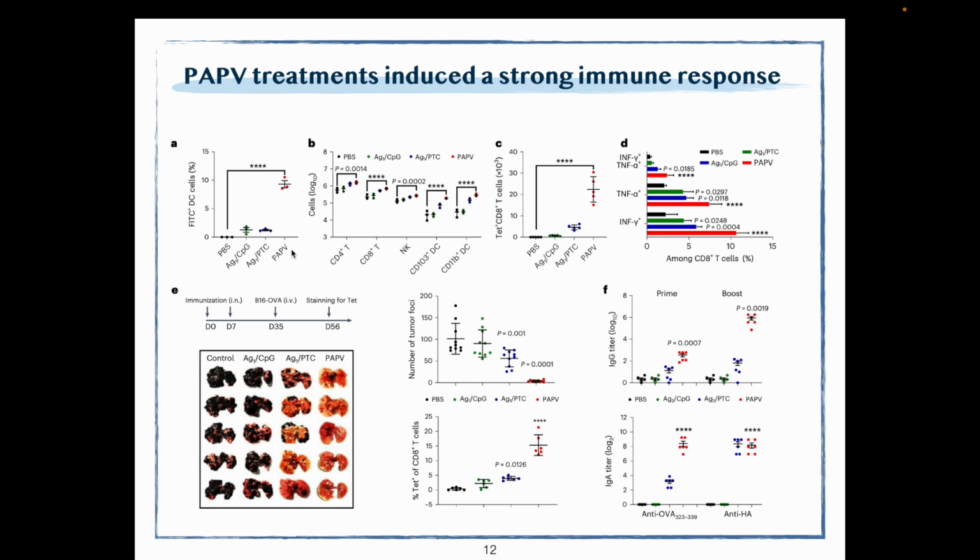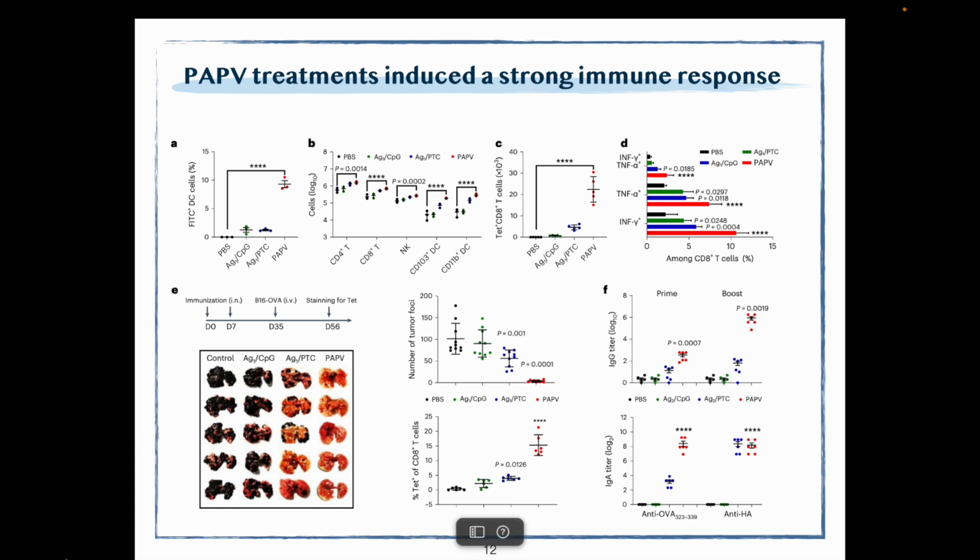Next, they examine the effect of intranasal injection of PAPV in metastatic lung melanoma. In Figure A, we can see that PAPV increased the antigen expression on DCs. And in Figure B, the PAPV treatment showed an increase of immune cell amounts in the metastatic lung, including CD4 positive T cells, CD8 positive T cells, NK cells, and antigen-presenting dendritic cells. And in Figure C, the PAPV treatment shows an increase of antigen-specific CD8 positive T cell numbers, with an effector function represented by interferon gamma and TNF-alpha here.